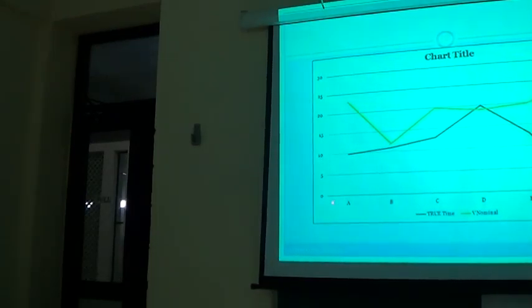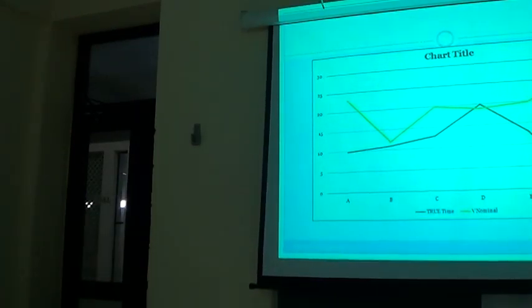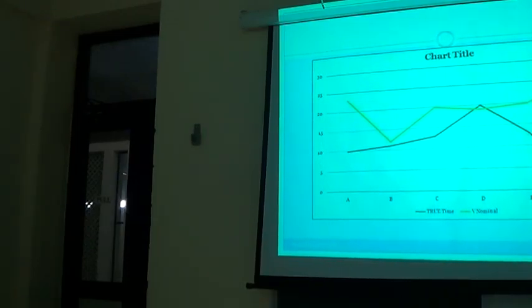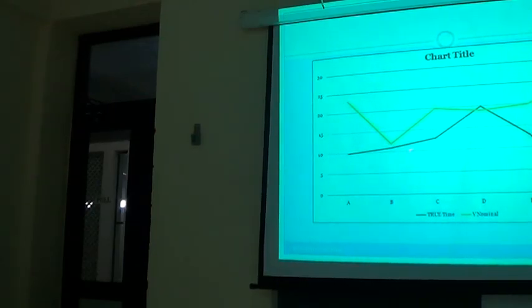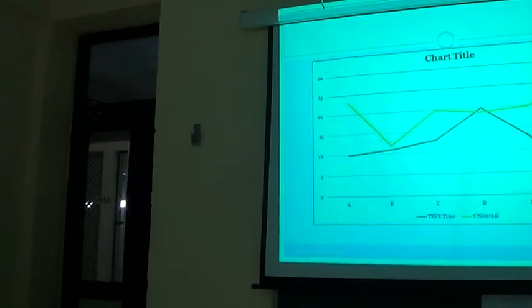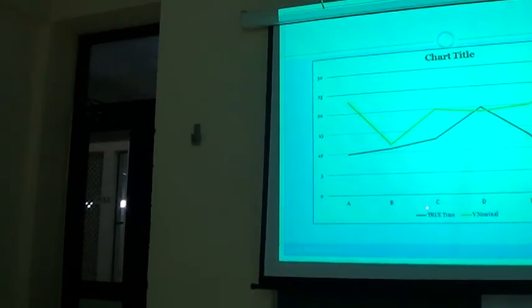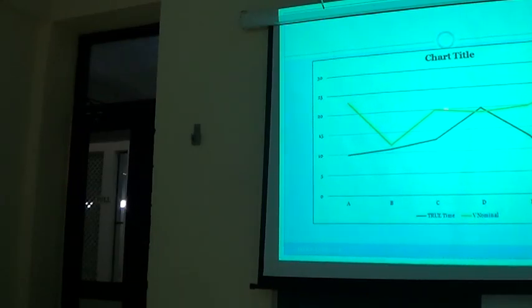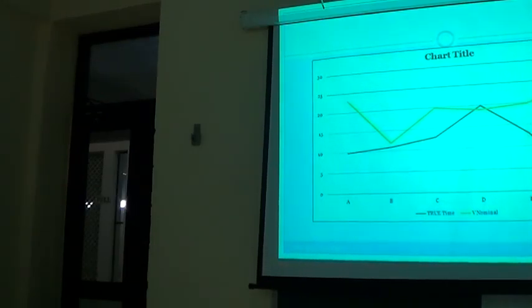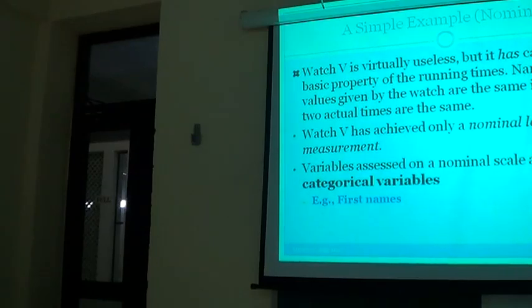If you put it in a chart, these are athletes A, B, C, D, E. Okay, so this is the time to finish the 100 meter run. Here you see that it is increasing then decreasing, and in this graph it is decreasing then increasing. All are different, right? Absolutely different. But what you see is that C and E are the same. In this graph also, the scores of C and E are the same. So same or different is the only thing that it is capturing. That is why it has achieved the nominal level of measurement.